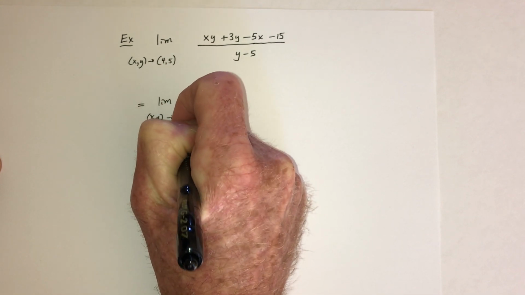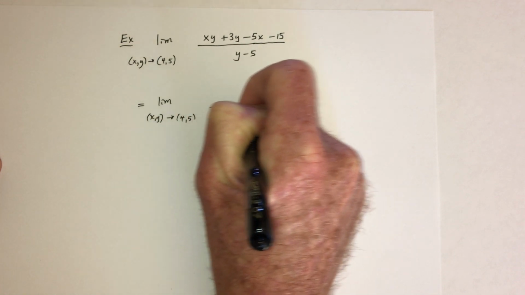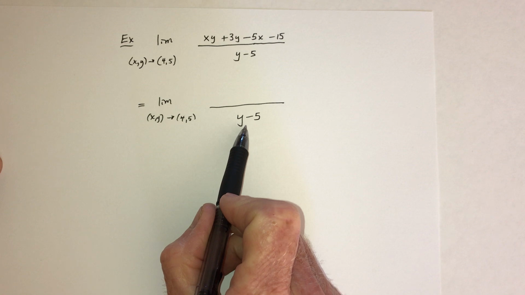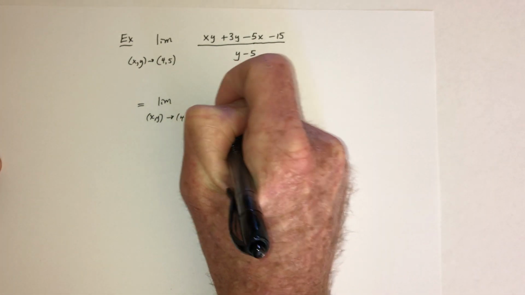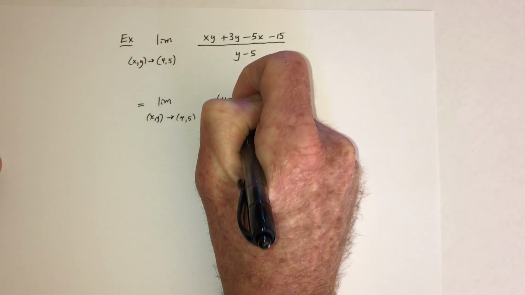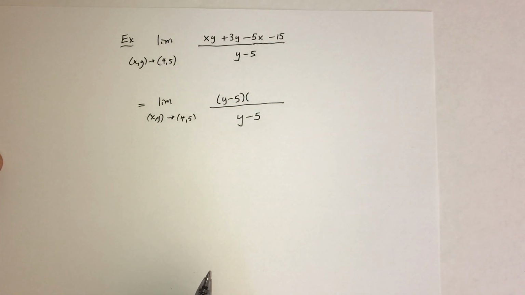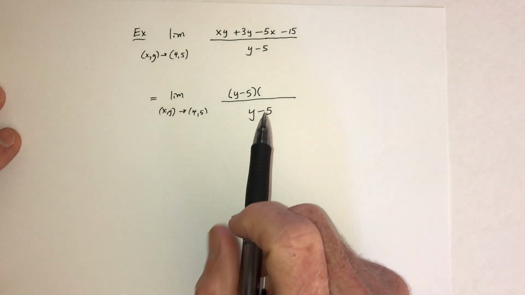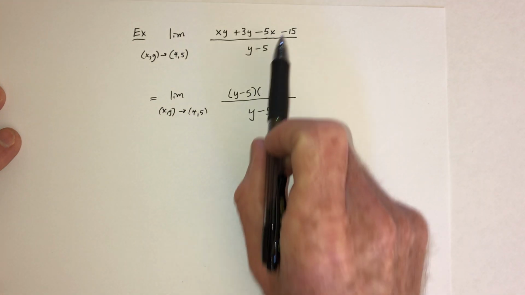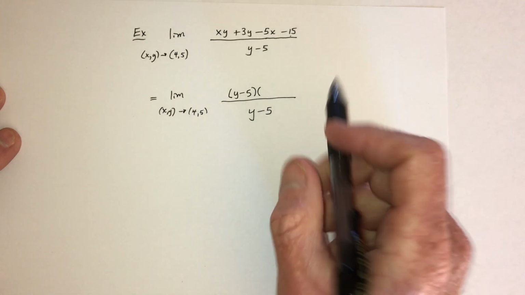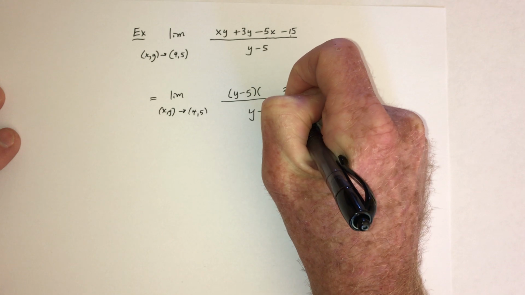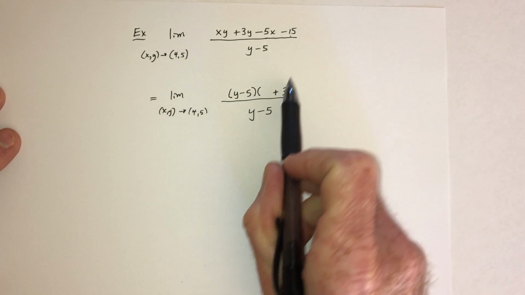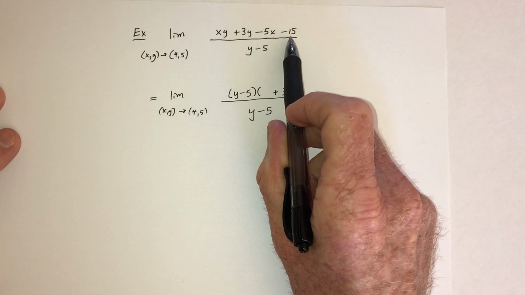And when you do algebra, the only thing that's going to help get rid of this division by 0 is if you can factor the top and have y minus 5 as one of the factors. So now we just need to get creative with our factoring. Okay, so this is a negative 15, so that must be that there is a plus 3 right here. That and that will give you a negative 15.